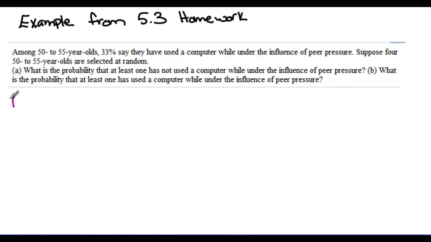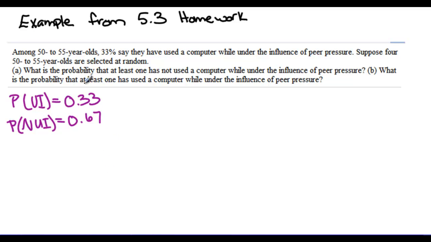The probability that somebody has used a computer under the influence, so UI, is going to be 33% or 0.33. So the probability of somebody not using a computer under the influence is going to be 1 minus this, or 0.67.